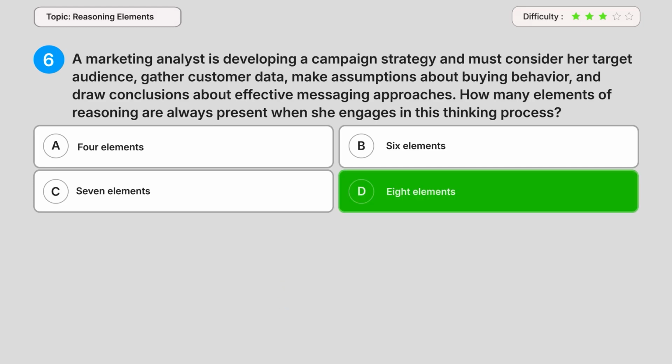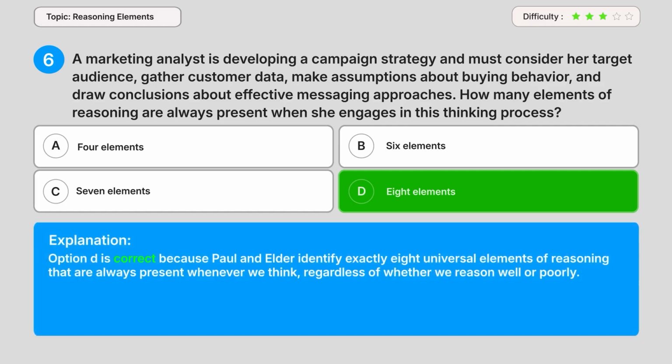Correct answer: D. 8 elements. Explanation: Option D is correct because Paul and Elder identify exactly 8 universal elements of reasoning that are always present whenever we think, regardless of whether we reason well or poorly.